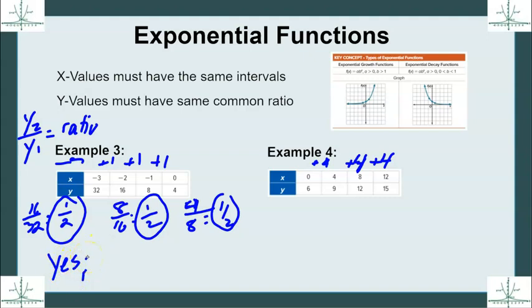Since the common ratio is 1/2, my y values are decreasing, we would say this is an exponential decay.